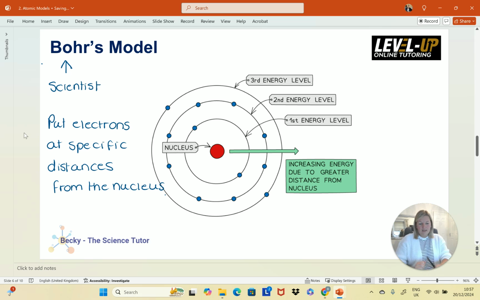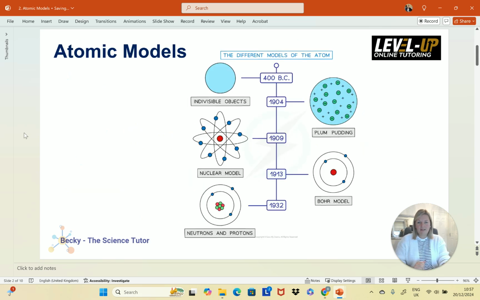Okay, so if we just pop back to our timeline at the start, indivisible objects. First one is that J.J. Thomson discovered electrons, so we needed to change that model. So we went to the plum pudding model. Positive dough, electrons dotted inside of it.